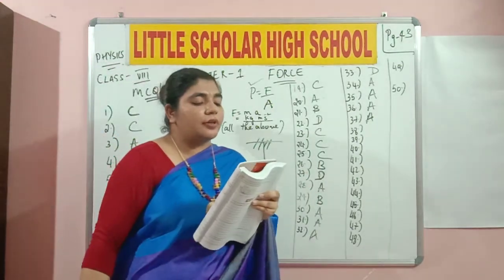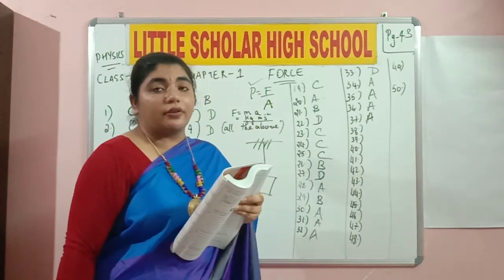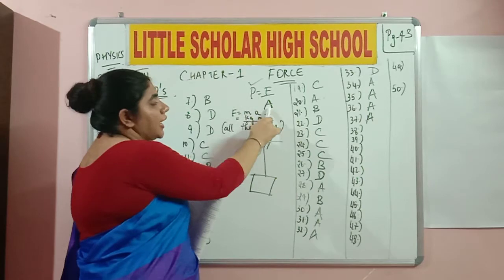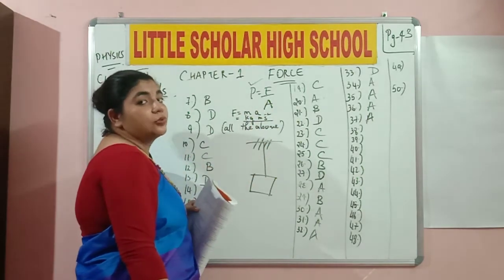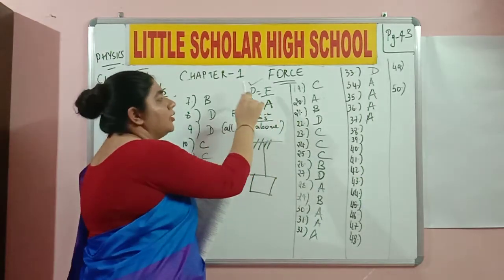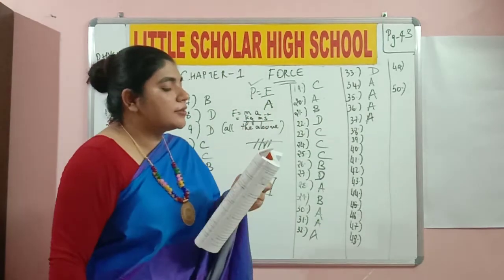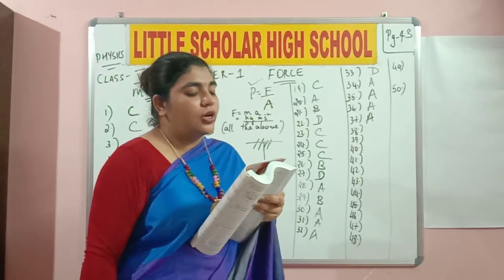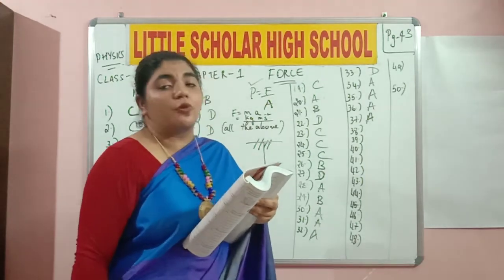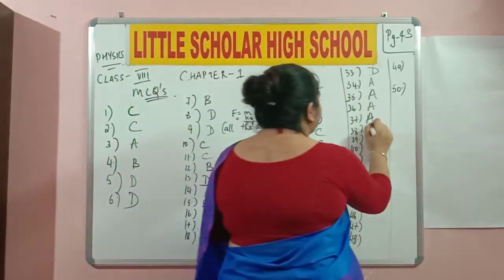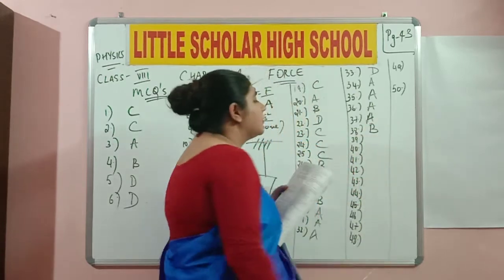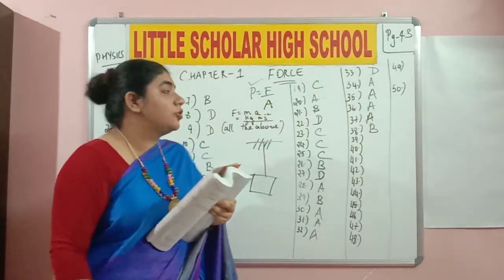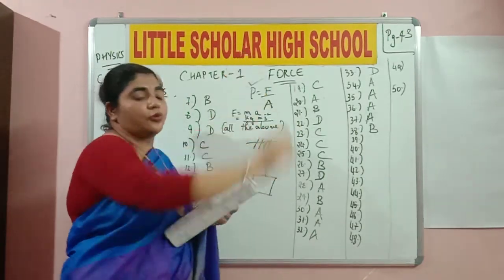38. Pressure can be increased by. What do you think? What is the formula? P is equal to F by A. P and A are inversely proportional to each other. Lesser the area, more the pressure. Let's look at this. Pressure can be increased by increasing both the area and force? No. Decreasing the area and increasing the force? Yes. Option B. Because area and pressure are inversely proportional and pressure and force are directly proportional. So you need to decrease the area and increase the force.